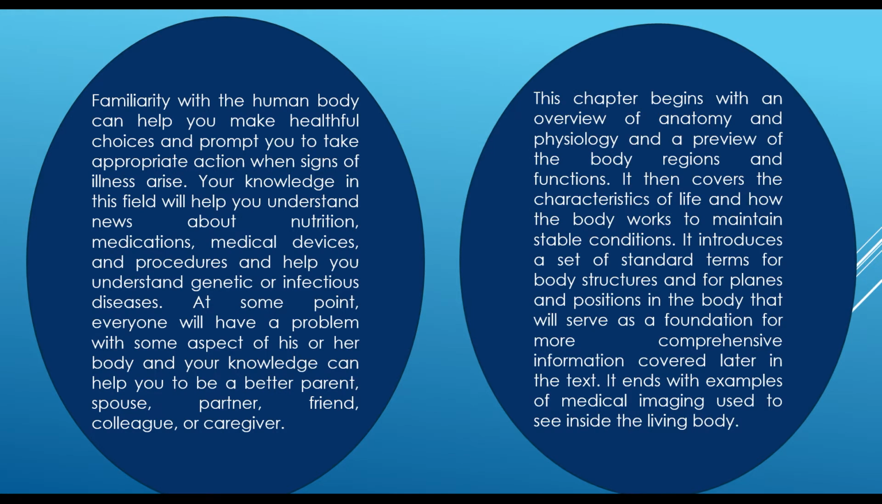This chapter begins with an overview of anatomy and physiology and a preview of the body regions and functions. It then covers the characteristics of life and how the body works to maintain stable conditions. It introduces a set of standard terms for body structures and for planes and positions in the body that will serve as a foundation for more comprehensive information covered later in the text. It ends with examples of medical imaging used to see inside the living body.